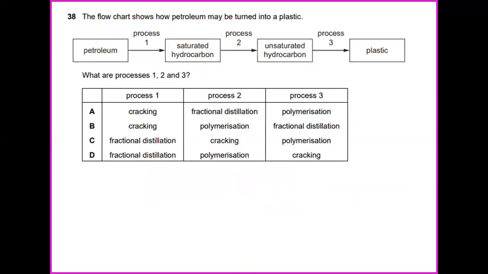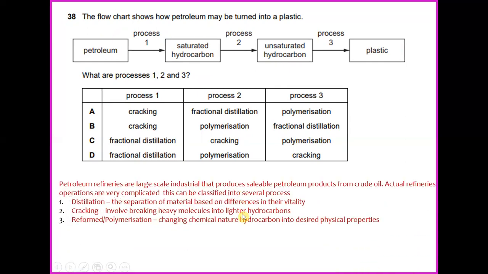The flow chart shows how petroleum may be turned into a plastic. You have petroleum, and then a process converts it into saturated hydrocarbon. Then another process makes unsaturated hydrocarbon. Then another process converts the material into a plastic. So which processes do you think are involved in between? Let's look into the explanation about petroleum refineries.